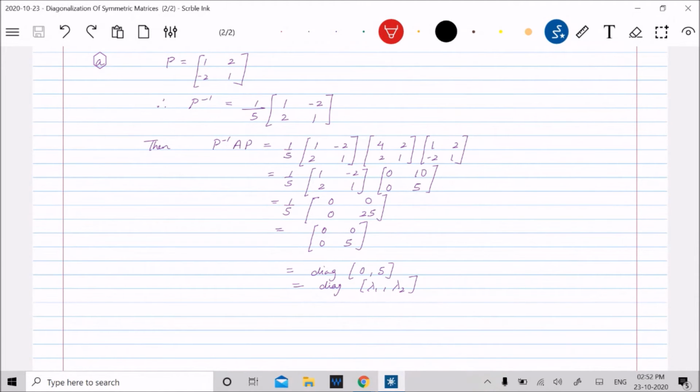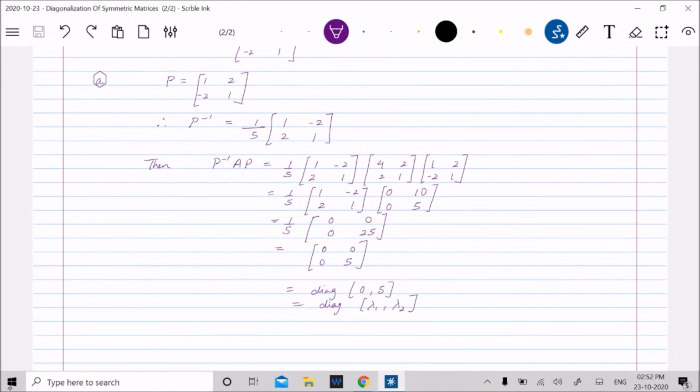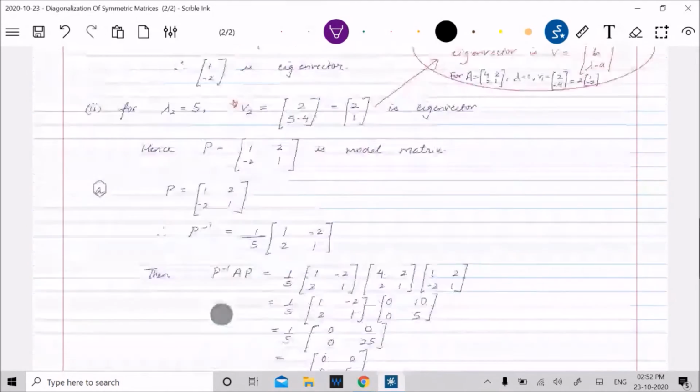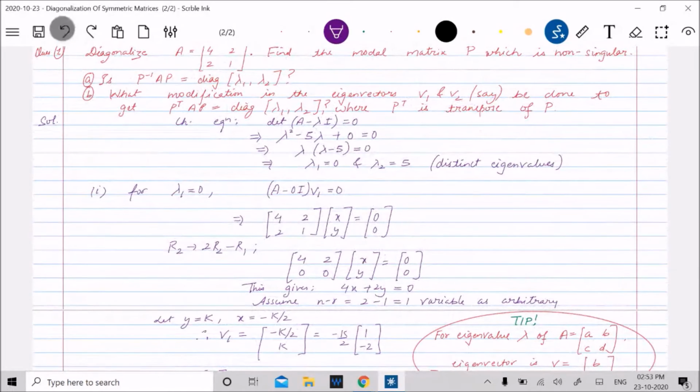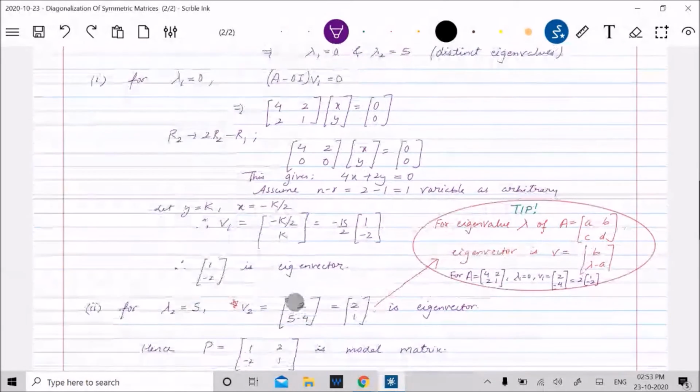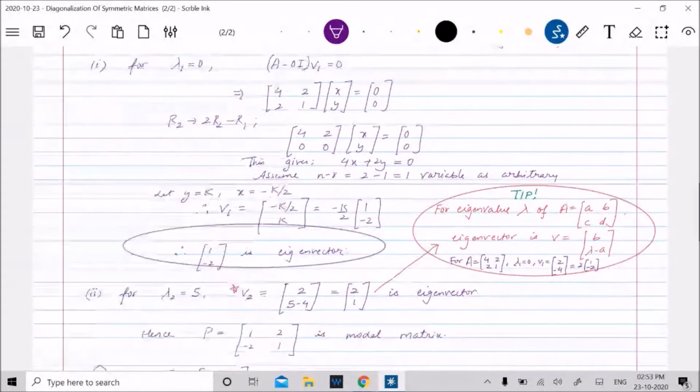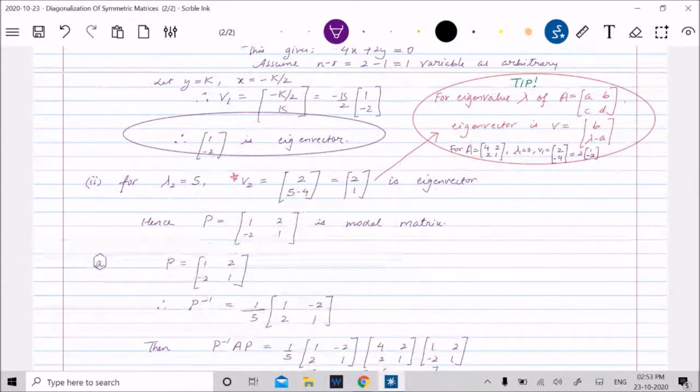Right? Okay. Now part number B. It was asking for the modification in V1 and V2. So I will just cut V1 V2. I know that this V1, where is my V1? This is my V1, and this is my V2. Where is my V2? This is my V2.